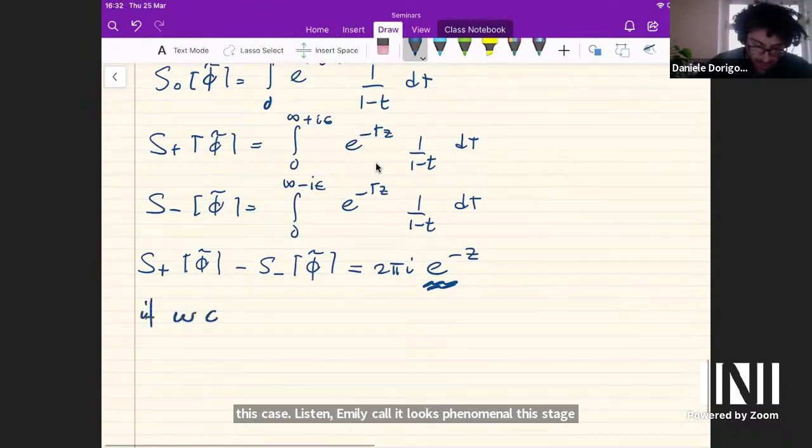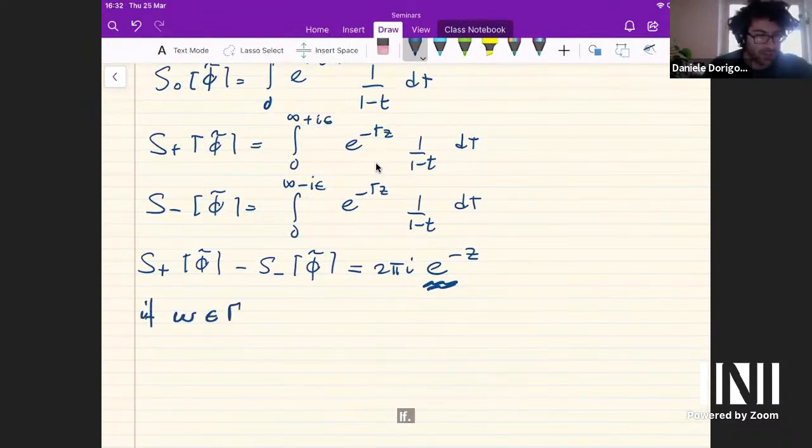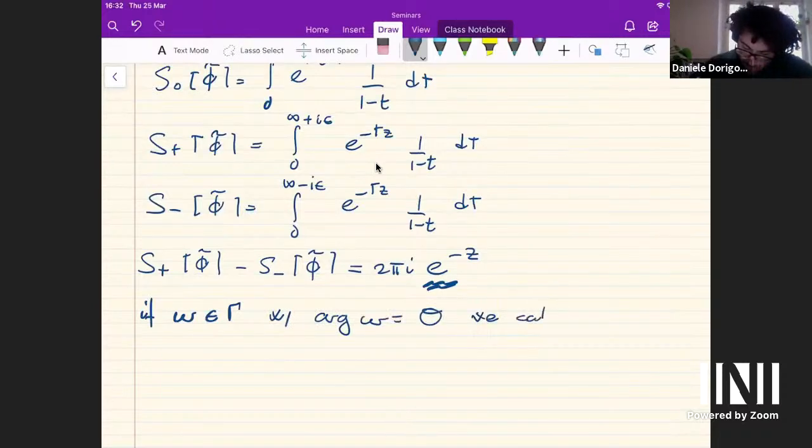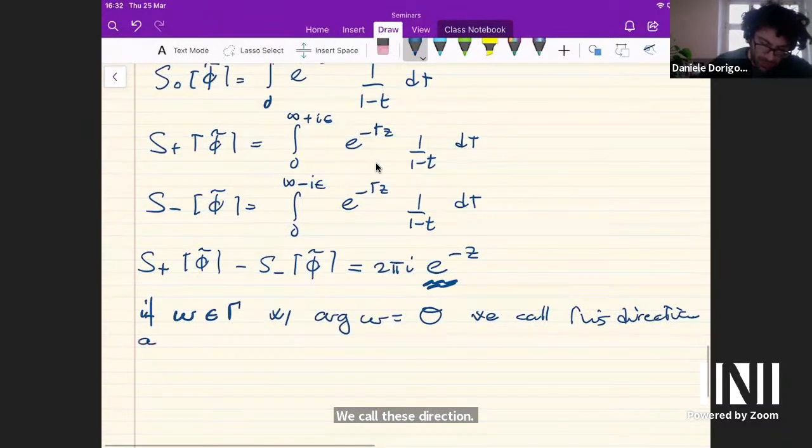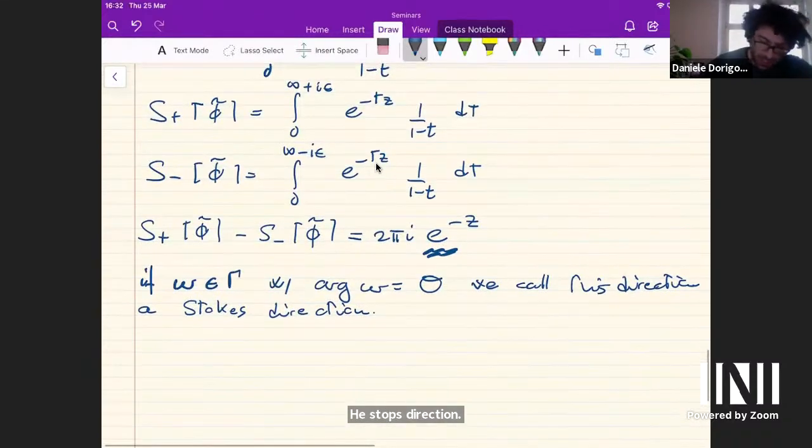If omega is one of your singular directions, with, let's give it a name, its argument theta, we call this direction a Stokes direction. And I can give you the following definition.